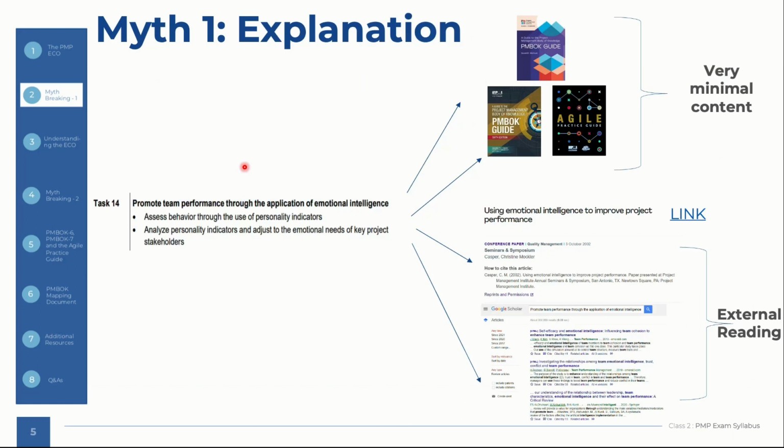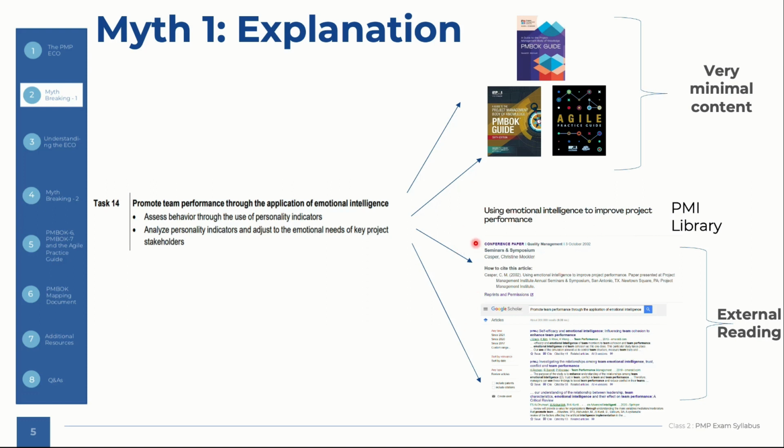Now let me give a quick explanation of what I mean when I say the PMP ECO draws references from different items. Let's say task number 14 in the people domain, which is to promote team performance through application of emotional intelligence. If you see, the PMBOKs and the Agile Practice Guide have very minimal content for this task. However, the PMI library and the external resources have a lot of content which talks about promoting team performance through application of emotional intelligence.